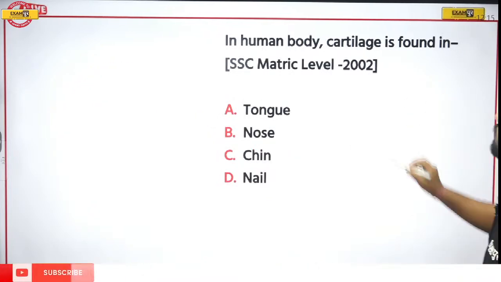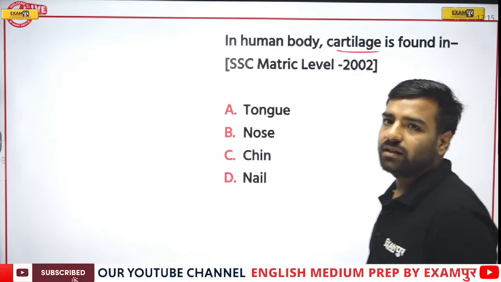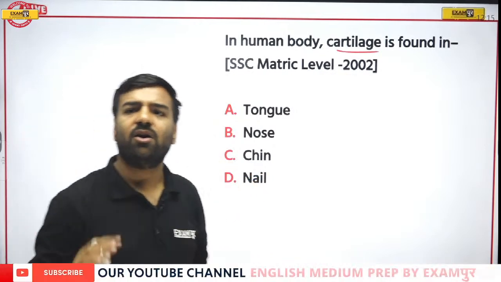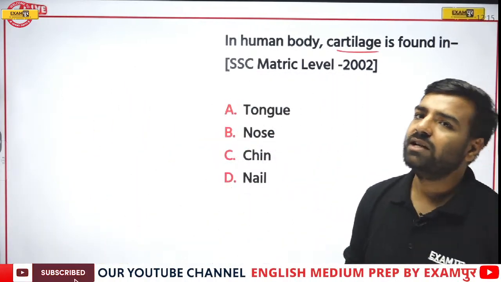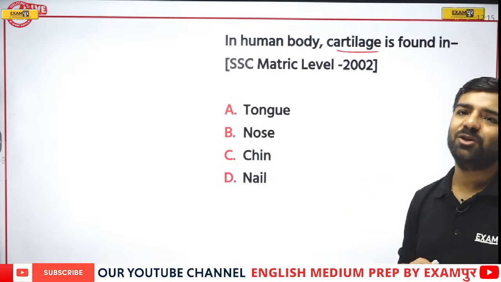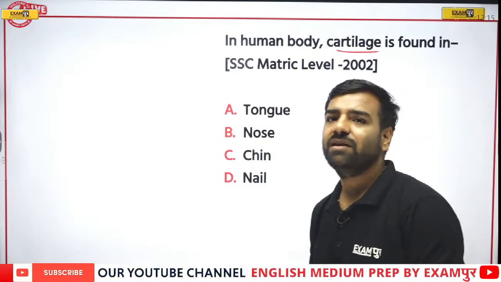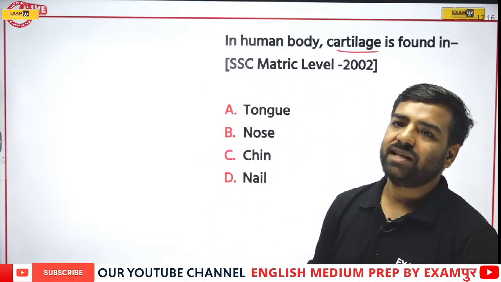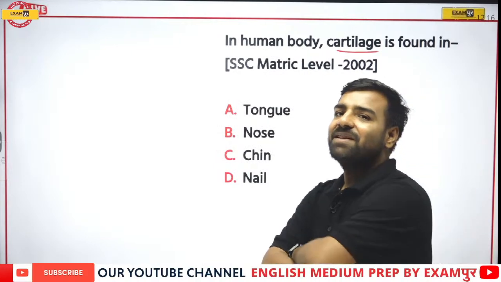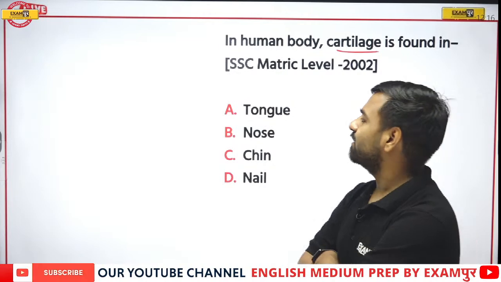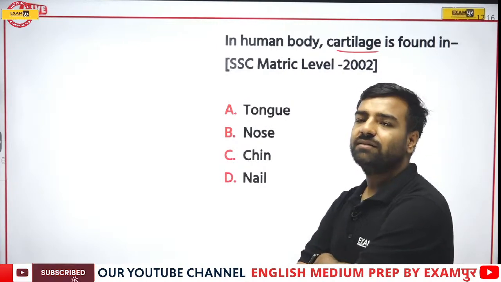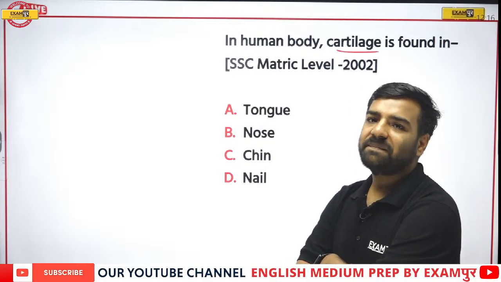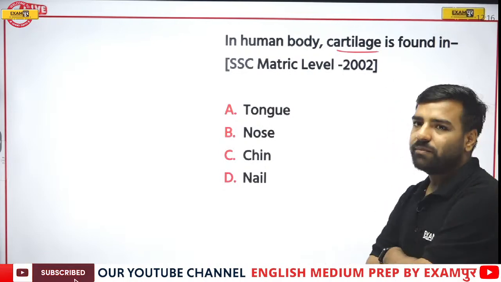Next, in the human body, where is cartilage found? So Dilip, will you be the first one to answer this, or Ravindra, or Pankaj? Let's see who wins this race. Is it Udbhav? Is it Ravindra? Is it Pankaj? Is it Dilip? Or is it Happy? Who will be the first one to answer? Fastest finger first. I'm talking about cartilage. Where is it present? Is it tongue, nose, chin, or nail? Where is it present in the human body?